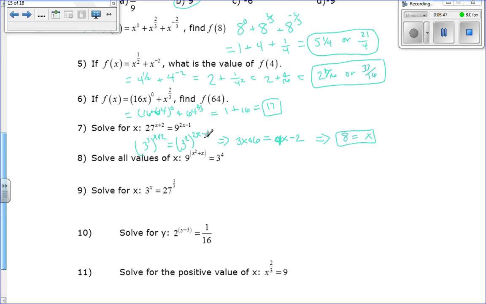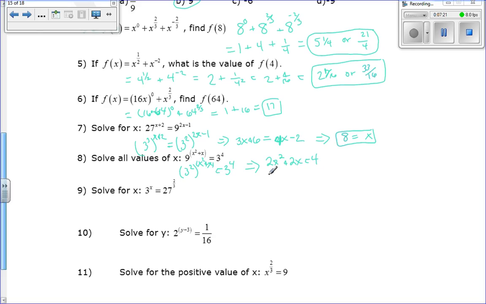Number 8 is the same type of problem. Let's get my bases to match. So my common base has to be 3. So 3 squared to the x squared plus x exponent equals 3 to the 4th. And for this one, I have to distribute my 2, and I will get 2x squared plus 2x equals 4.